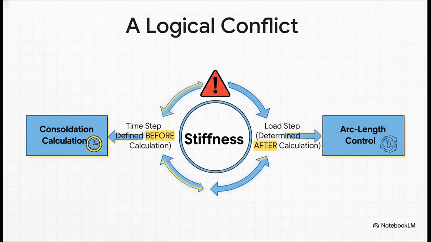But we just learned that the whole superpower of arc length control is figuring out the step size during the calculation as it goes. So you see the problem? You can't have one thing depending on another thing that hasn't been figured out yet. It's a classic chicken and egg situation. So PLAXIS just says nope and disables it so you don't get a garbage result.